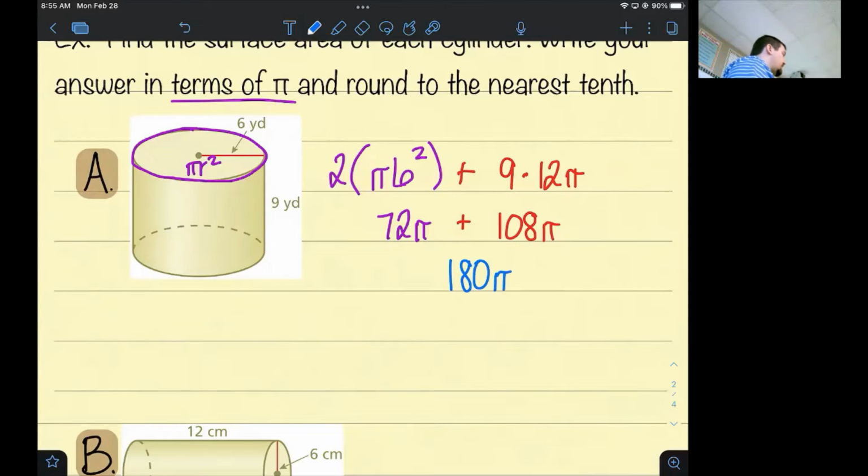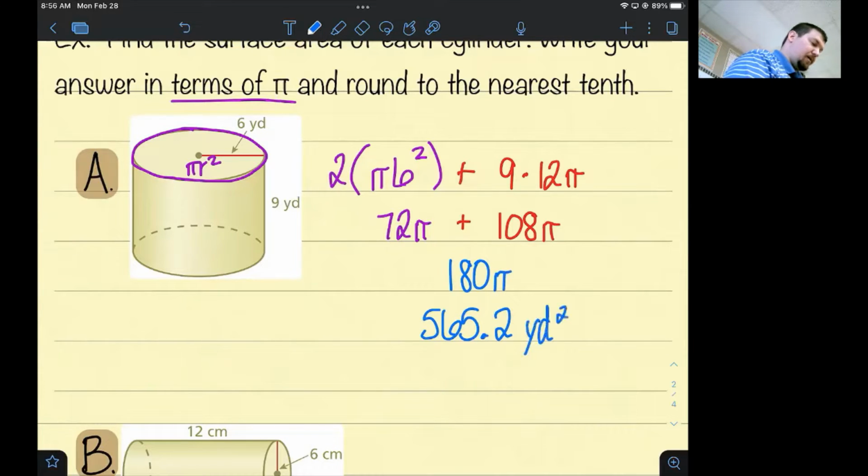Now the advantage to doing this, Lainey, you with us? The advantage is that now instead of multiplying by pi twice and getting two different decimals to add in my calculator, Whitney only had to add 72 and 108. That's not terrible to type in. Now that we've got 180 pi, Whitney, go ahead and times by pi once. We only have to multiply by pi one time in our calculators. What's 3.14 times 180? All righty, 565.2. That's already rounded to the nearest tenth because we don't have any hundredths digits, and that's going to be yards squared.